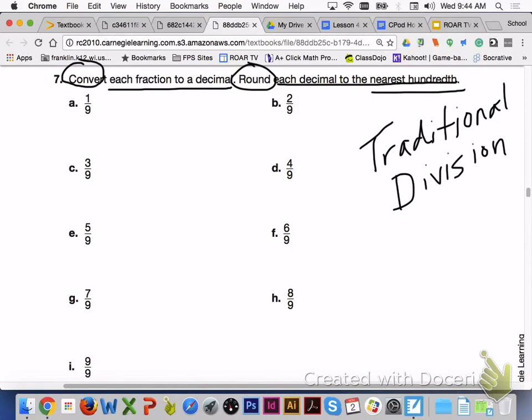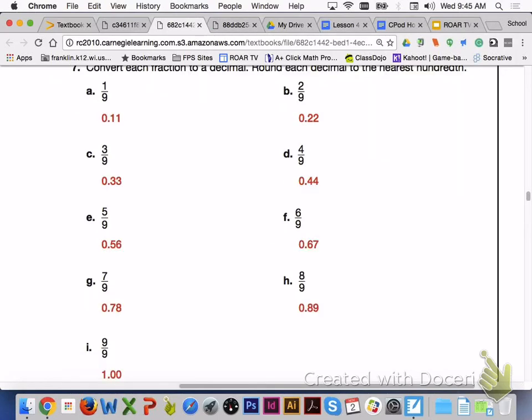Please answer number 7, letters B through I with your group members. Again, when you are showing your work, please use traditional division to convert each fraction to a decimal. Again, for number 7, maybe some repeating, maybe some terminating decimals, rounded to the nearest hundredth. For letter A, 11 hundredths, B, 22 hundredths, C, 33 hundredths, D, 44 hundredths, E, 56 hundredths, F, 67 hundredths, G, 78 hundredths, H, 89 hundredths, and I, 1 and 0 hundredths, or 1 whole.